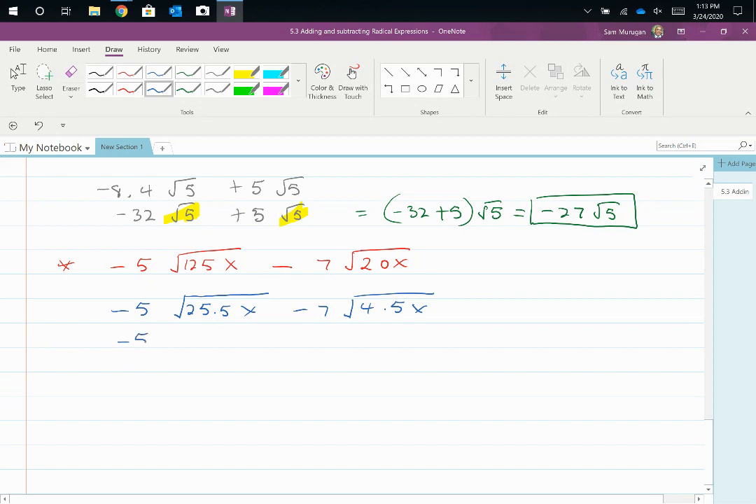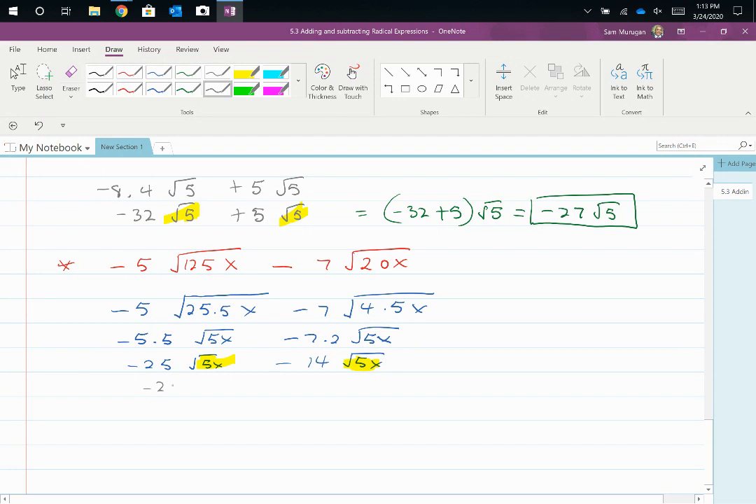So this is negative 5. The square root of 25 is 5, and that leaves me with 5x underneath the square root. This is negative 7 times 2 square root of 5x. So we've got negative 25 square root 5x minus 14 square root 5x. Radicals are now exactly the same.